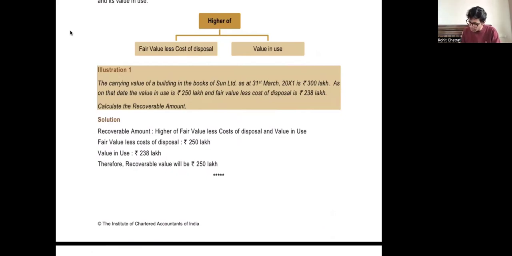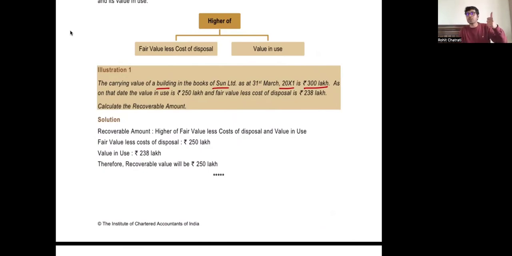The carrying value of a building in the books of Sun Limited as at 31st of March 2021 is rupees 300 lakhs. So there is a building that Sun Limited would have purchased a few years ago. Let us assume that Sun Limited purchased this building at 500 lakhs. Now it has used the building for X number of years and it has charged a depreciation on such building to the tune of 200 lakhs.